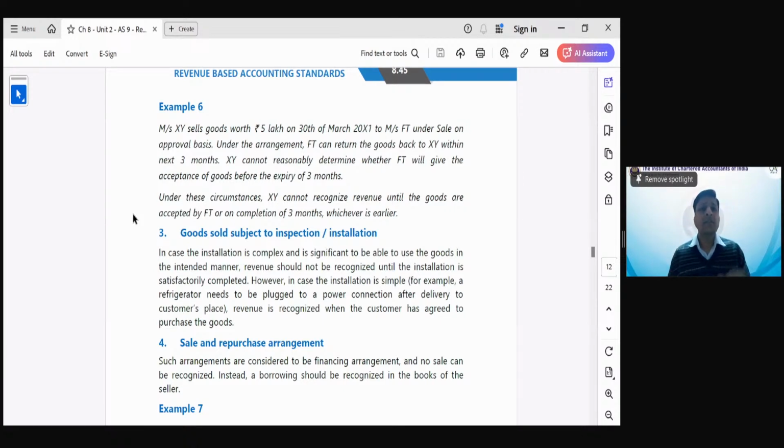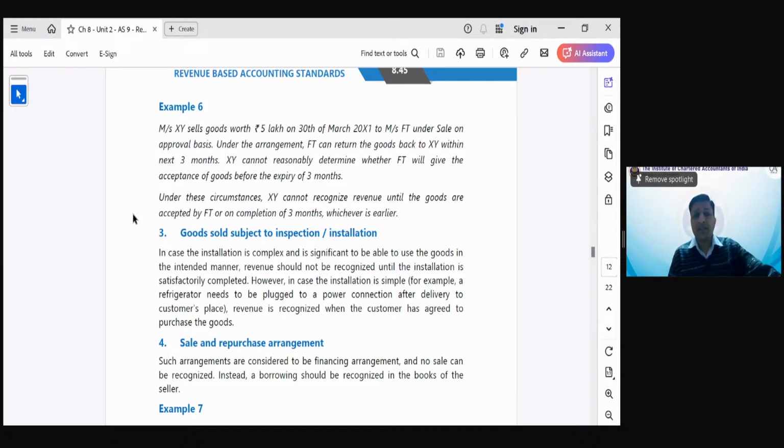And what is that? Transfer of risk and reward. That is something you need to assess at every point of time. Now with the same thought process, with the same concept, you should be looking at this example as well. So let's look at this sale and repurchase arrangement.